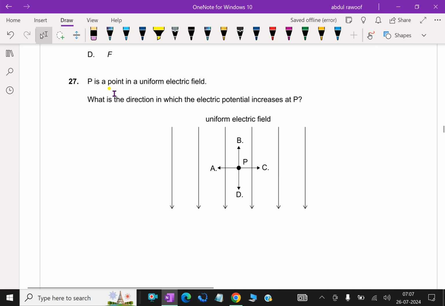Then, P is a point in a uniform electric field. What is the direction in which the electric potential increases at P? Here, the electric potential is going like this, it increases. So option B.